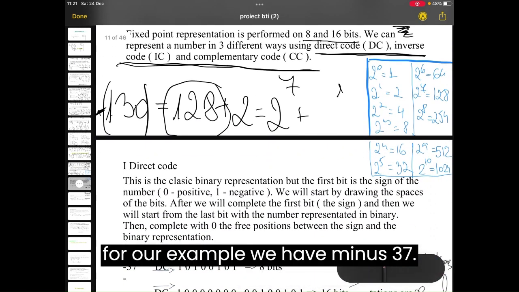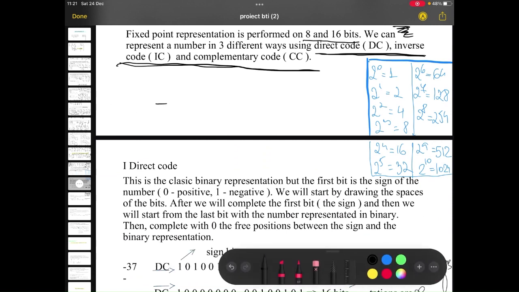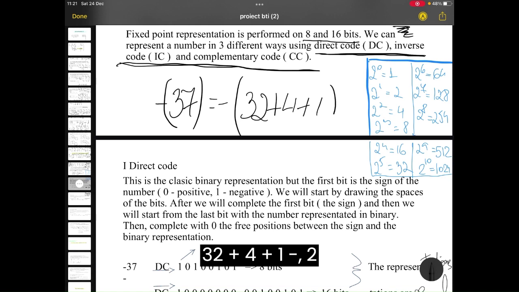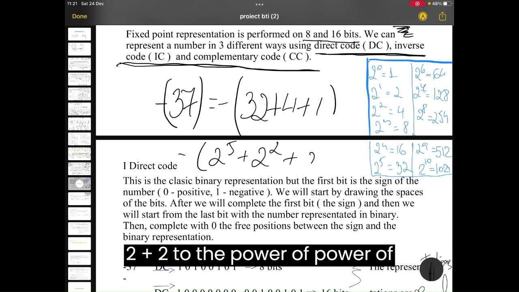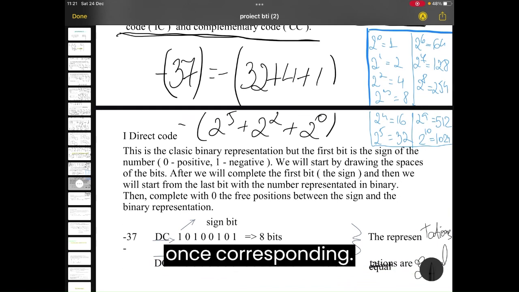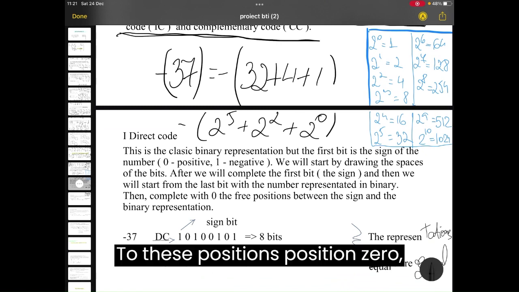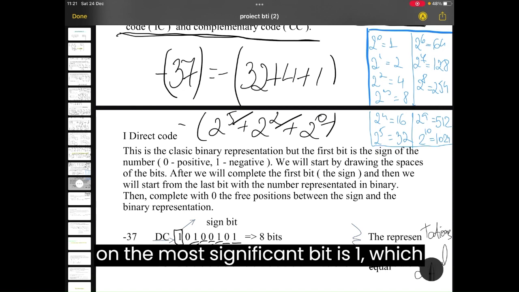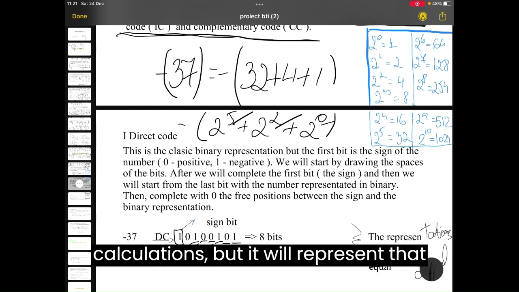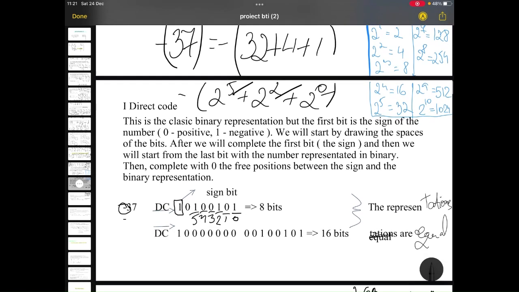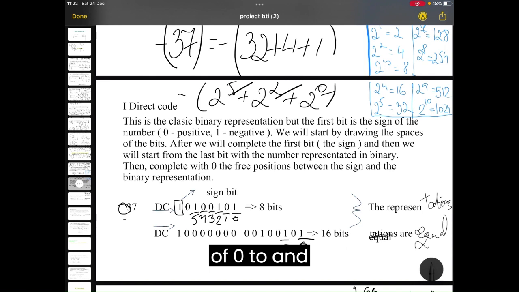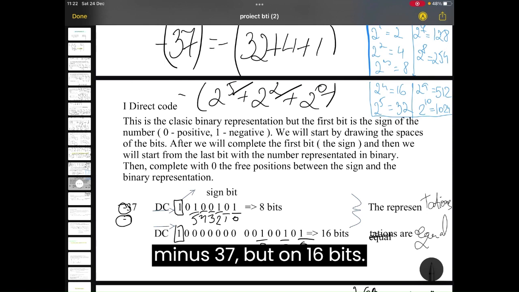So, for our example, we have minus 37. Minus 37, which we can write as minus 32 plus 4 plus 1, minus 2 to the power of 5 plus 2 to the power of 2 plus 2 to the power of 0. And we will write 1s corresponding to these positions, to position 0, position 2, and position 5. So here, 0, 1, 2, 3, 4, 5. And this is the direct code representation. And this one on the sign bit, on the most significant bit, is 1, which will not interfere in any way with our calculations, but it will represent that the number is negative. On 16 bits, it's the same. We have 1s in position 0, 2, and 5, and on the sign bit, because it's minus 37, but on 16 bits.